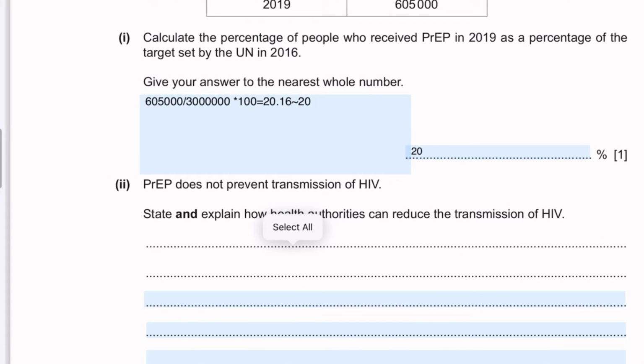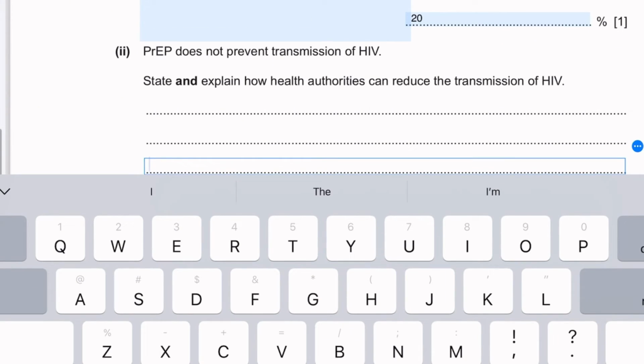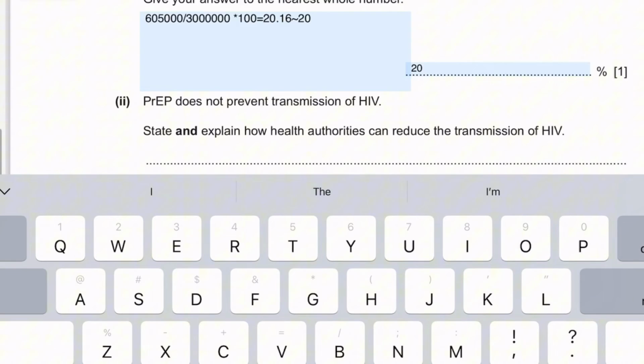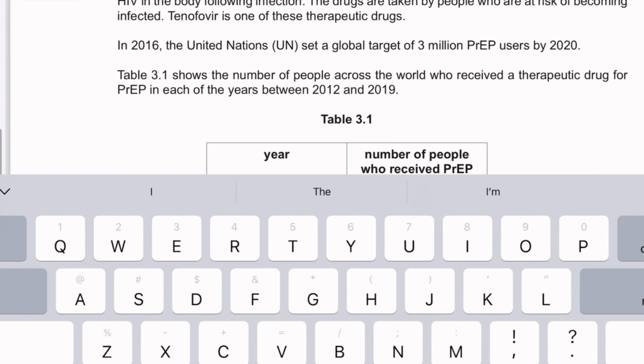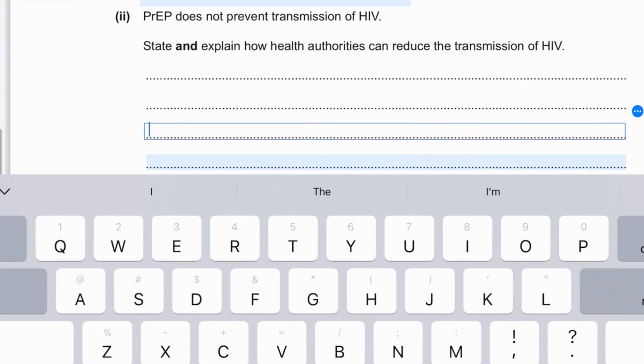PrEP does not prevent transmission of HIV. State and explain how health authorities can reduce transmission of HIV. Okay, so PrEP does not prevent the transmission. It does, however, reduce the risk of infection. Yes, okay. Now, how is HIV transmitted?